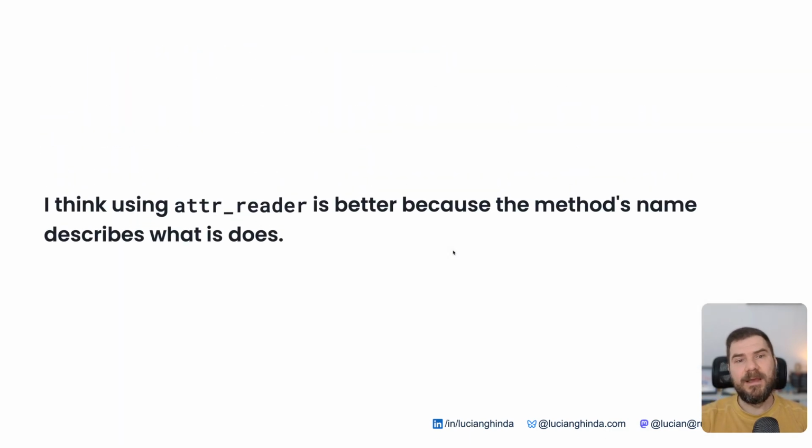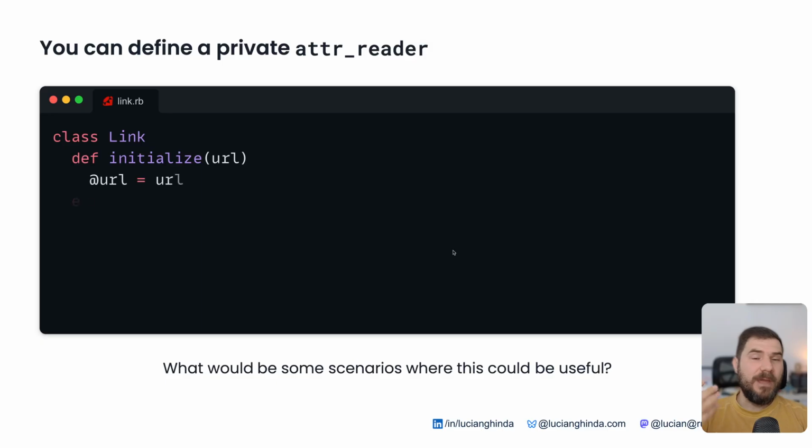Now, I think using attr_reader is better than attr because the method's name describes what it does. You can define a private attr_reader. So you define it like this, you put the attr_reader in a private section. And this is actually where I think we can have some benefits. Of course, you should use it public when you have to expose it publicly, but there are cases where there are advantages to using a private attr_reader.